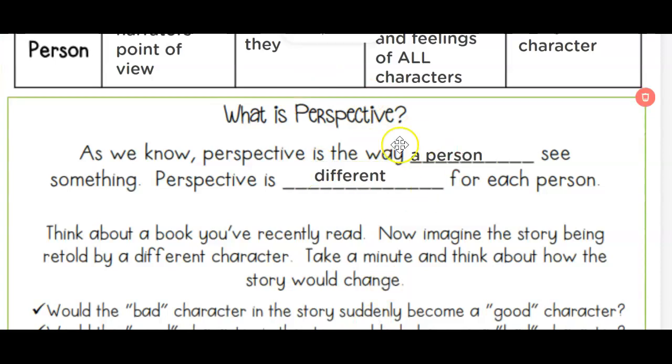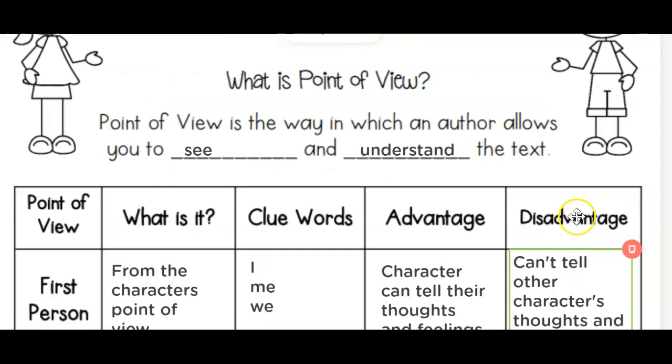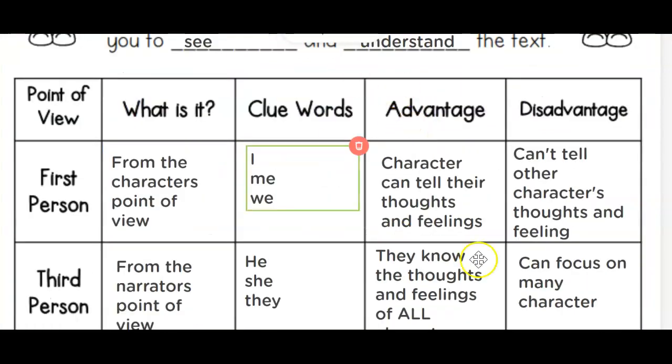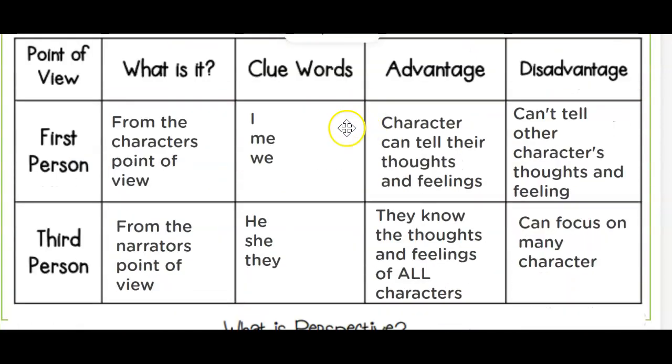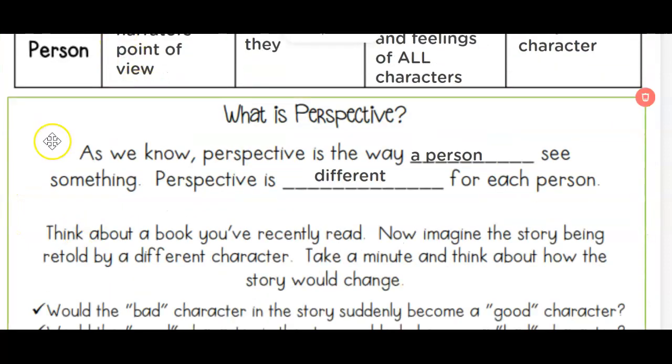So perspective is the how, and the point of view is the who. Who's telling the story? Is it I, me, we? Then it's in first person. Is it he, she, they? Then it's third person, coming from the narrator's point of view.